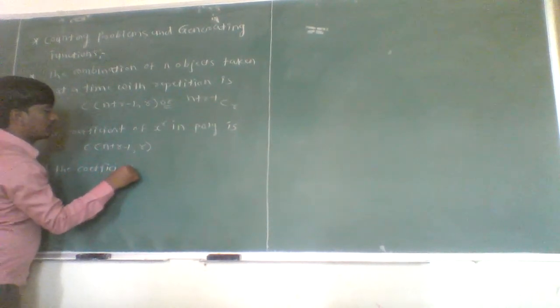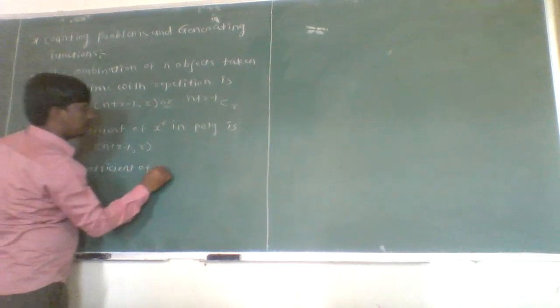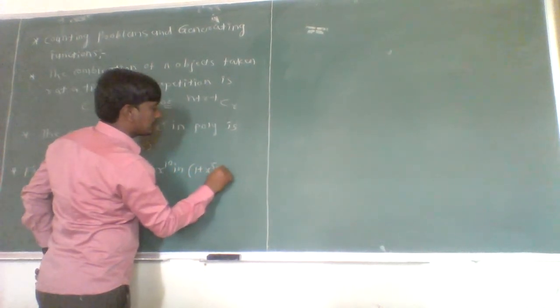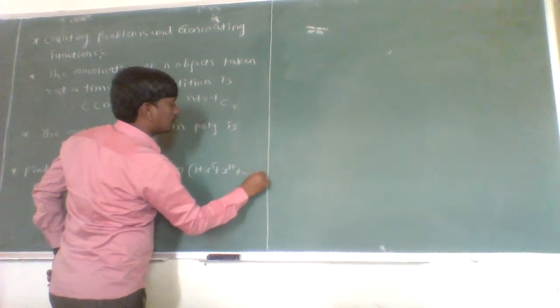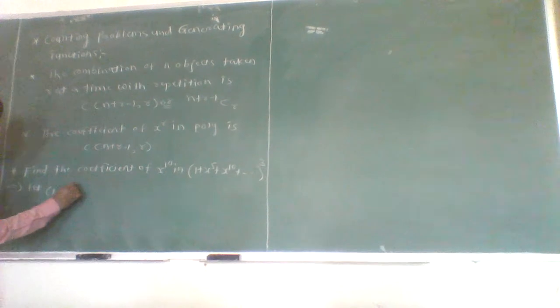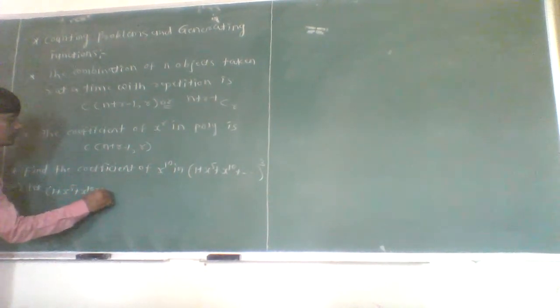First one is: find the coefficient of x to the power 10 in 1 plus x to the power 5 plus x to the power 10 plus up to so on, and its cube. Now we have to find out the coefficient of x to the power 10 in this polynomial. This polynomial can be first written as 1 plus x to the power 5 plus x to the power 10 plus x to the power 15 plus up to so on, and its cube.